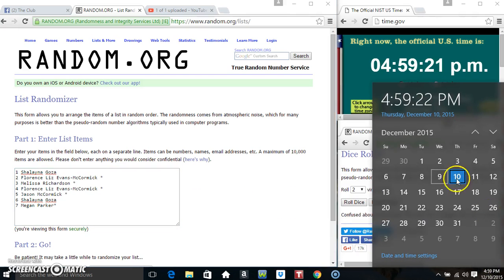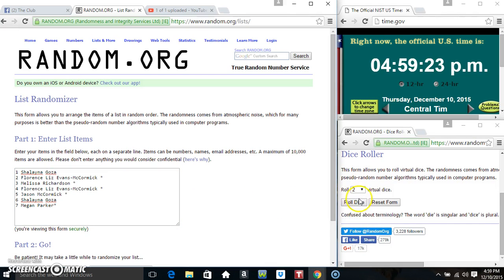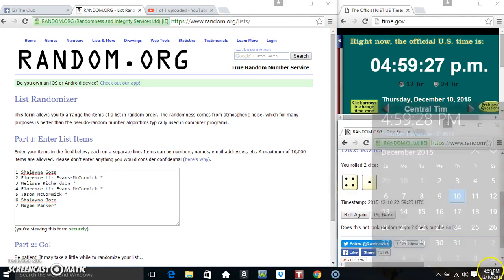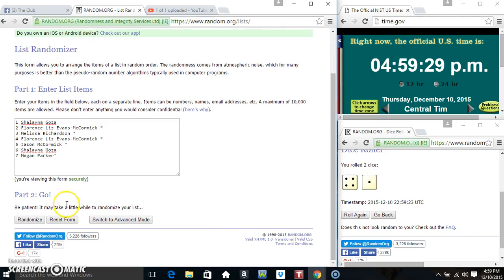Roll our dice. We need a 4 or higher. And we got a 5. 5 times.